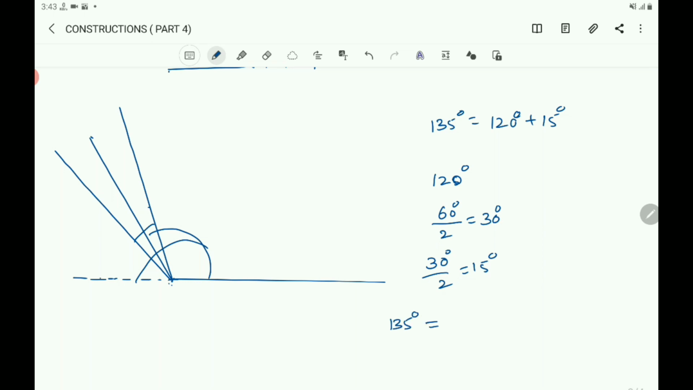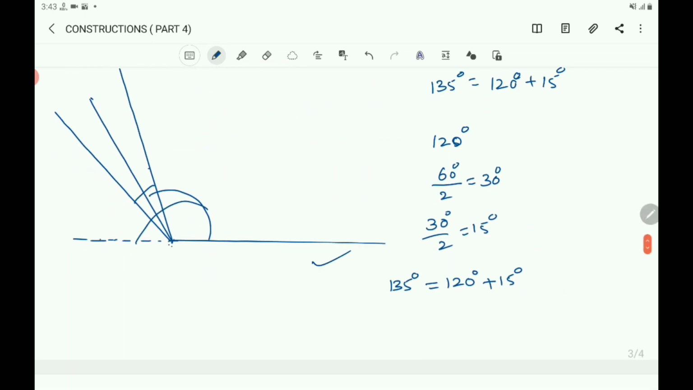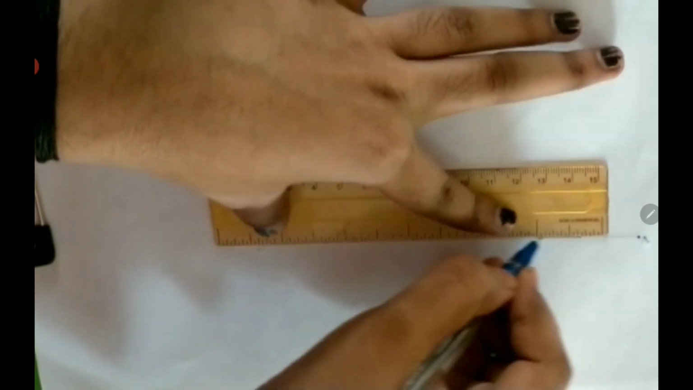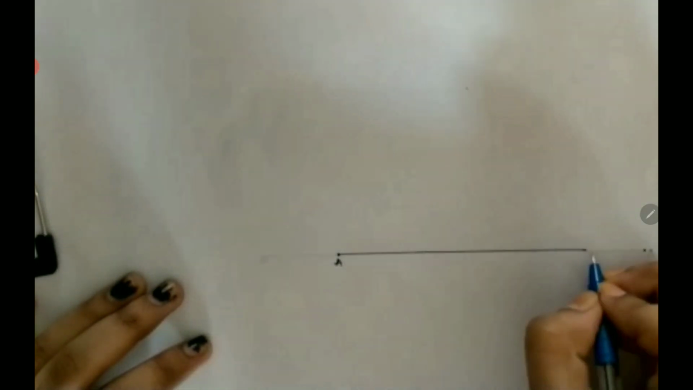That is 135 degree, the original 120 degree and the bisected 15 degree. Here 60 degree is to be bisected into 30 degree and 30 degree is to be bisected into 15 degree. So 120 plus 15 degree you will get 135 degree. You can use this method or this method. Draw a line of convenient length and you name it AB.